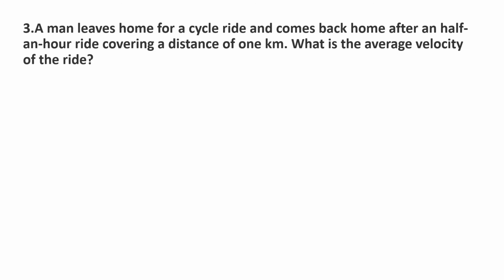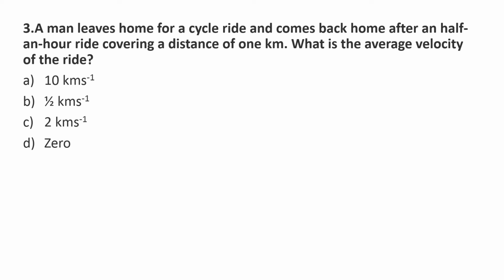Third question. A man leaves home for a cycle ride and comes back home after half an hour, covering a distance of 1 kilometer. What is the average velocity of the ride? Options are A 10 kilometer per second, option B half kilometer per second, option C 2 kilometer per second, option D 0.